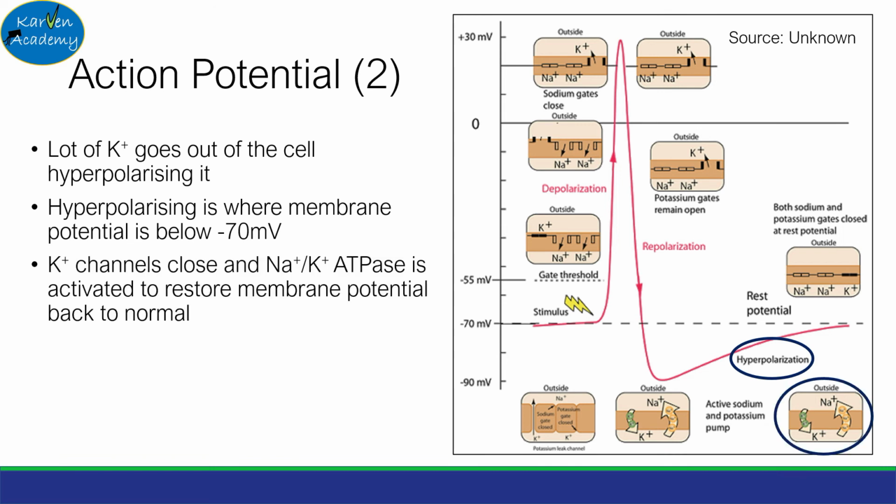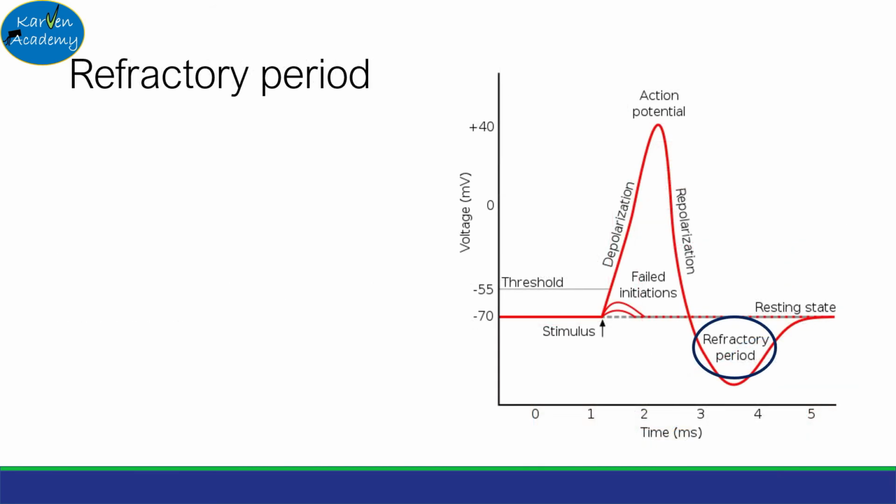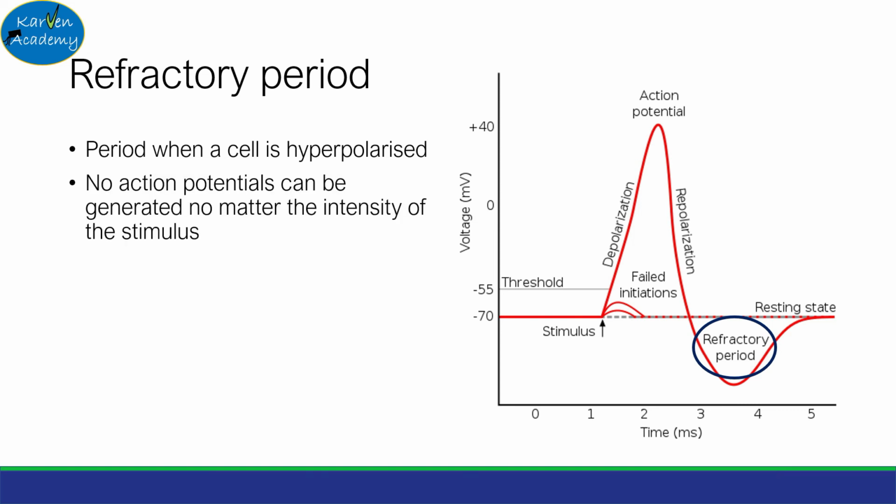To counteract this, potassium ion channels close and the sodium-potassium ATPase becomes activated to restore the membrane potential back to normal. When a cell is hyperpolarized, it enters a refractory period. Here, no action potentials can be generated no matter the intensity of the stimulus. The word intensity refers to how powerful the stimulus is. Imagine the difference between being pinched and touched.